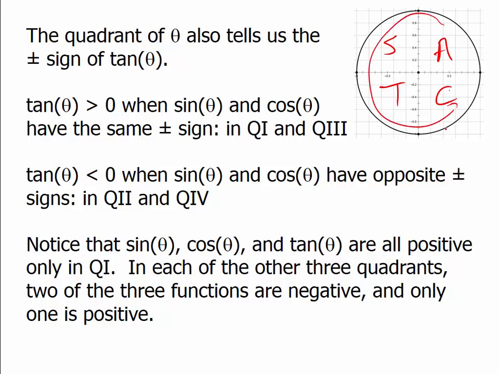Now, how does this help us? Well, now we're on our way to figuring out the values of sine, cosine, and tangent for angles that are not on the axes, angles that are in the quadrants. And it's very important to realize that we have the information of positive or negative purely from the quadrants.